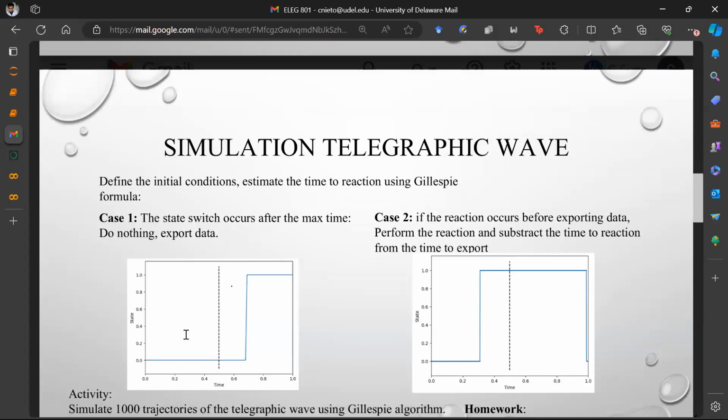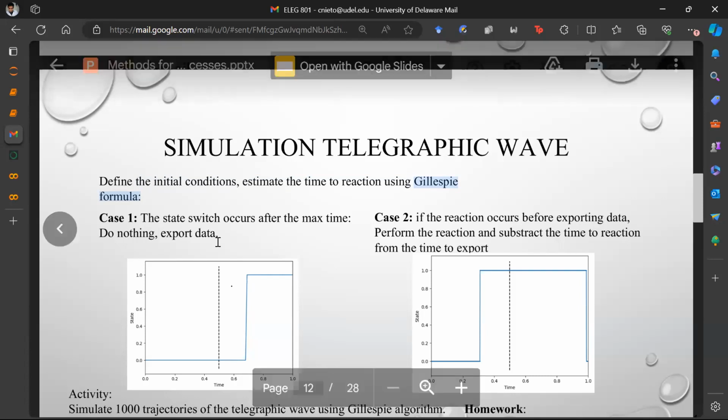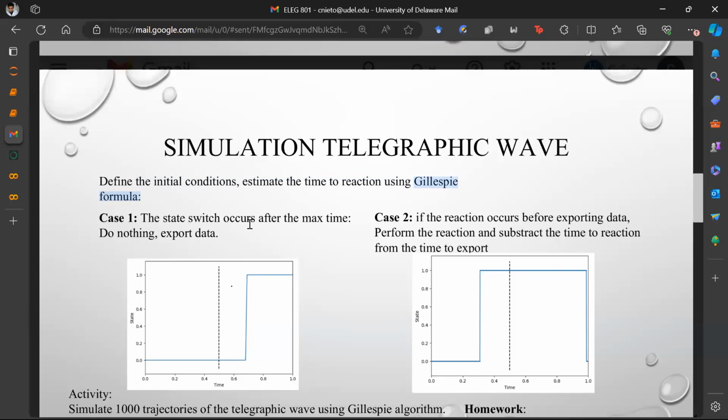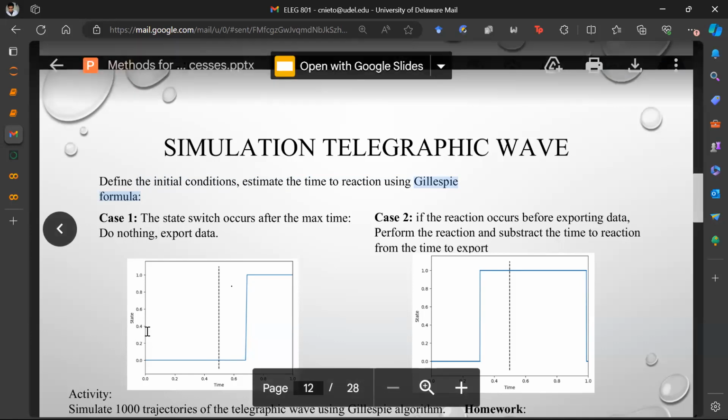Okay, so how do we simulate this? The telegraphic way is going to be something similar. So we have again two times: the time of next reaction, which we get using the Gillespie formula, and the time to next exporting, or the next time to export data. So what happens if the time of exporting data, here the vertical line, is less than the time to next reaction?